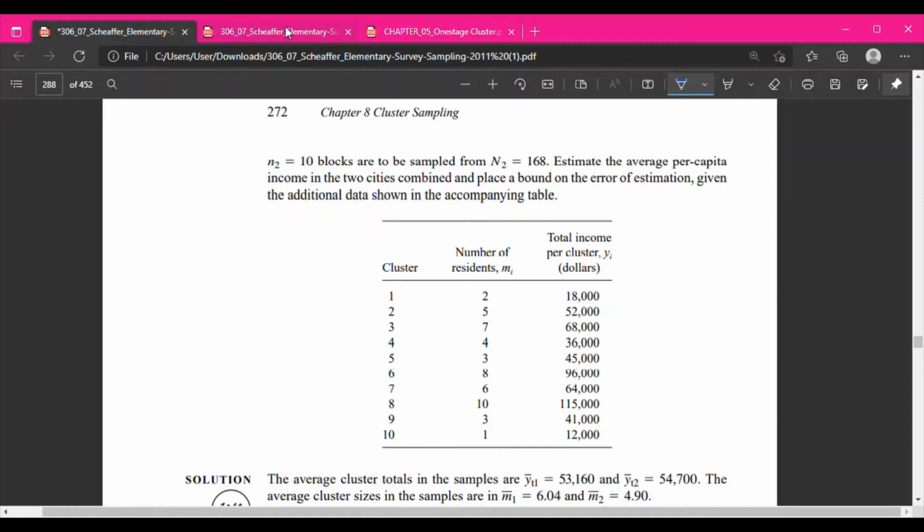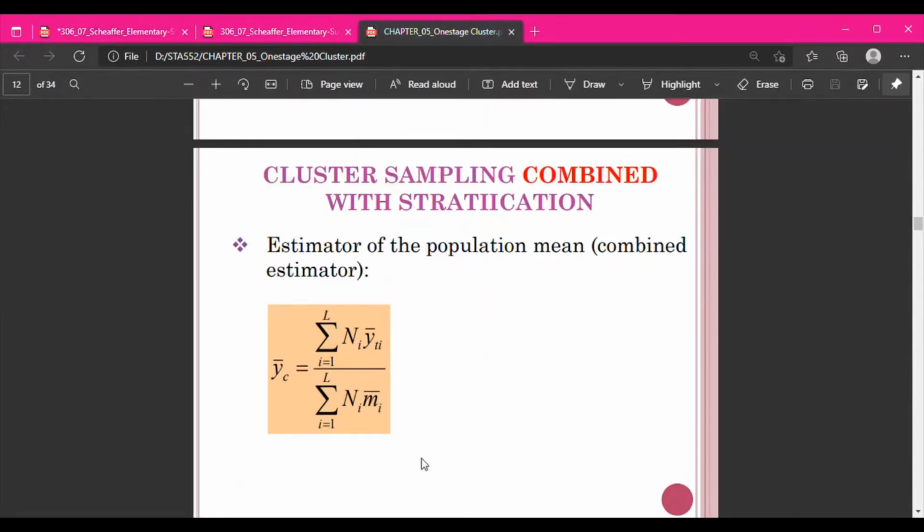Alright, so how do we use the formula to estimate the average, the mean, and to find the bound? Okay, this is the formula. Summation of Ni y bar Ti. This refers to the strata. Ni depends on the stratum, from the first stratum up to L strata. We need to multiply these two first, Ni multiplied by y bar Ti.